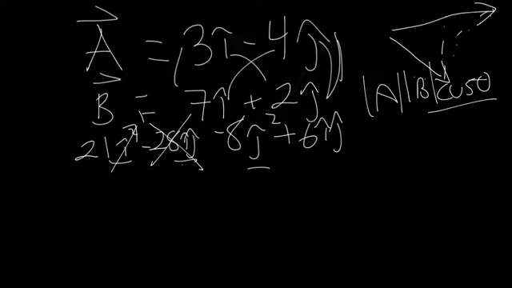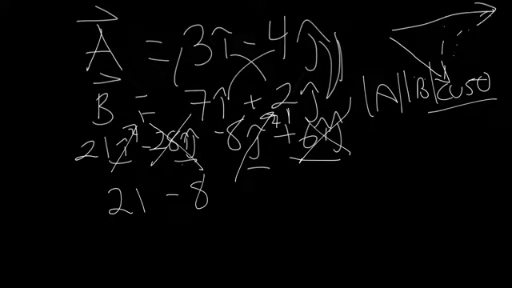Okay, for this term right here, the j squared, j is parallel to j, which means it's cosine of 0, which means this turns into 1. And then with the 6ij, those are perpendicular again, so that becomes cosine of 90. So that goes to 0. So we end up with 21 minus 8.